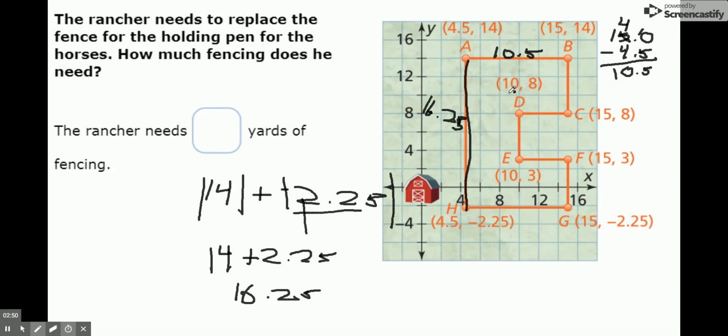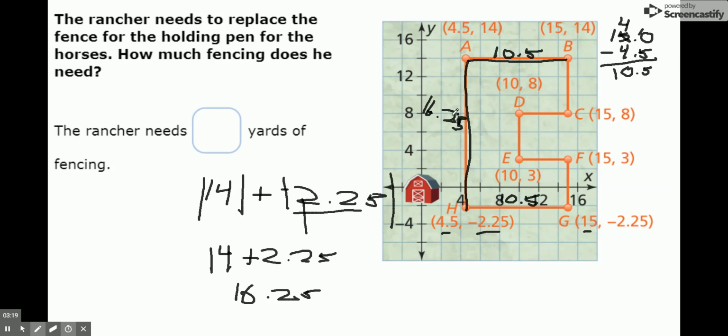Now we can use some mathematical knowledge. Because B and G and A and H are the same, it's kind of like a rectangle, so we can know that this side is 10 and a half too. You'd have to do 15 and 4, so it'd be the same thing. You'd be doing 15 minus 4 and a half, and so it'd be 10.5.